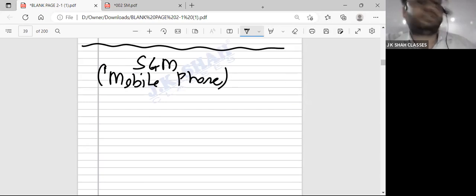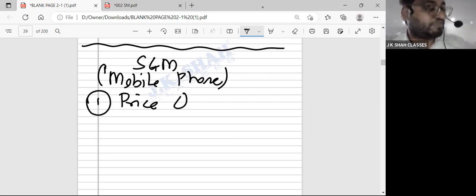For mobile phone business, we are doing strategy group mapping. We ask them one simple question: on what basis you want us to do this strategy group mapping? It can be done on various factors. I'm writing a few factors for you. It can be done on the basis of price and quality.